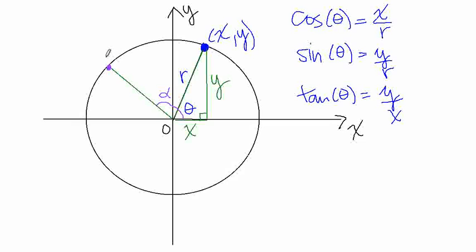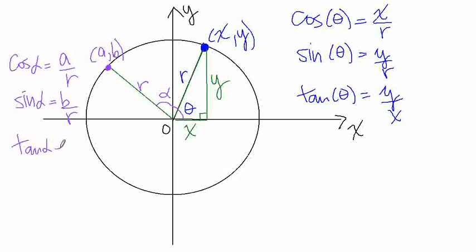Okay, and let's say that the coordinates of the corresponding point on the circle, I'll color it in purple, let's say they were A, comma, B. All right, and the new radius still has the same length. So the cosine of alpha would be A over R, because A is the x-coordinate. The sine of alpha would be B over R, because B is the y-coordinate. And the tangent of alpha would be B over A.